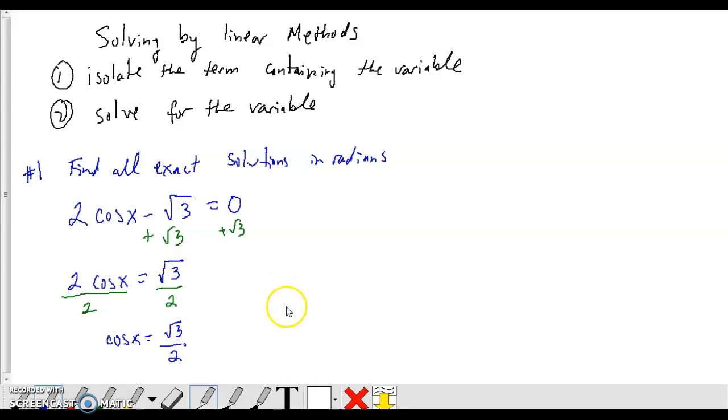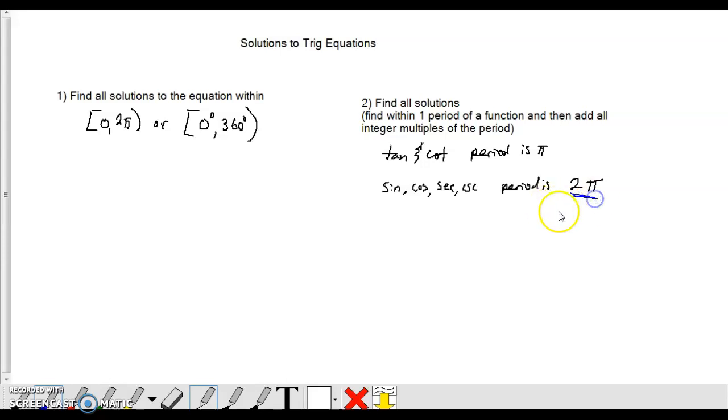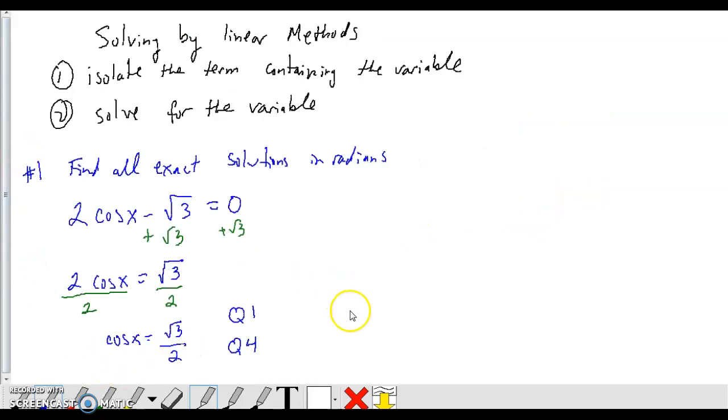So now I want to figure out where I'm going to get root 3 over 2. I know I'm looking in quadrant number 1 and quadrant number 4 because, again, the period length is going to be 2 pi. So that goes to all my quadrants. In quadrant number 1, I know that x is going to be pi over 6. And in quadrant number 4, I know the answer is going to be 11 pi over 6. Again, we're using that from our unit circle.